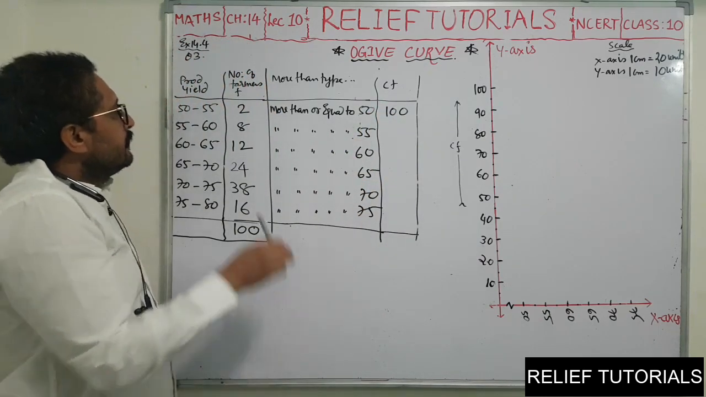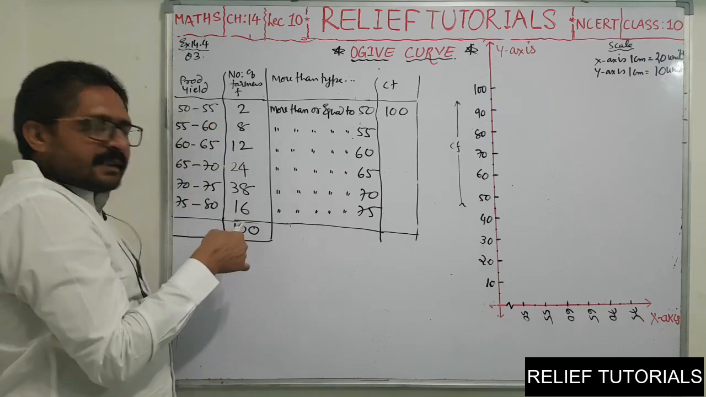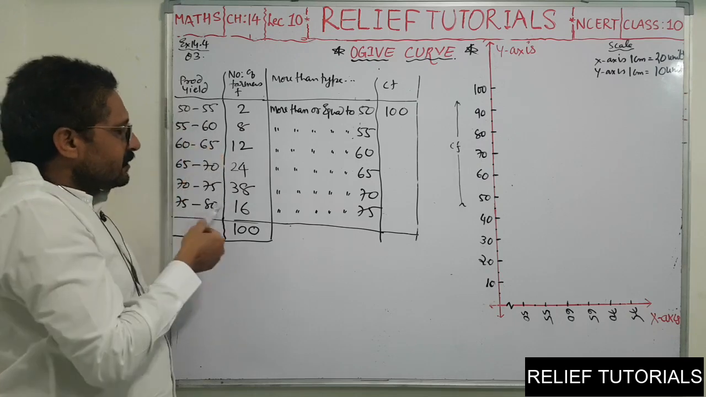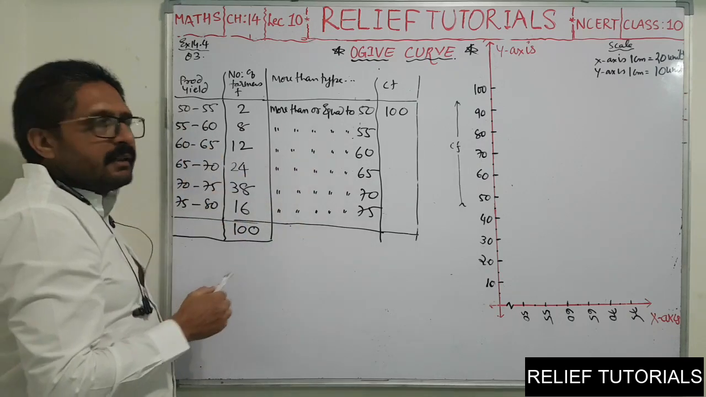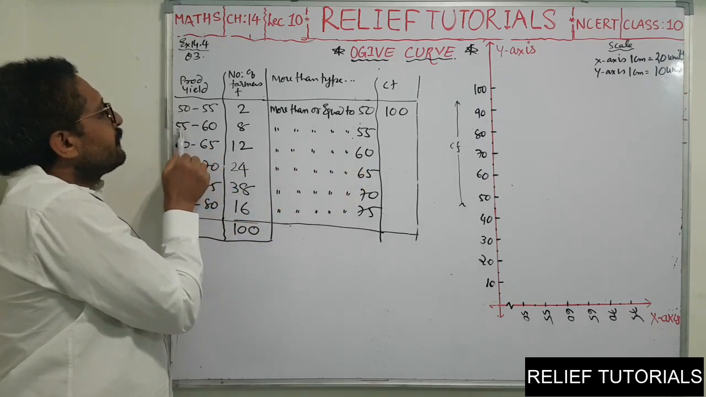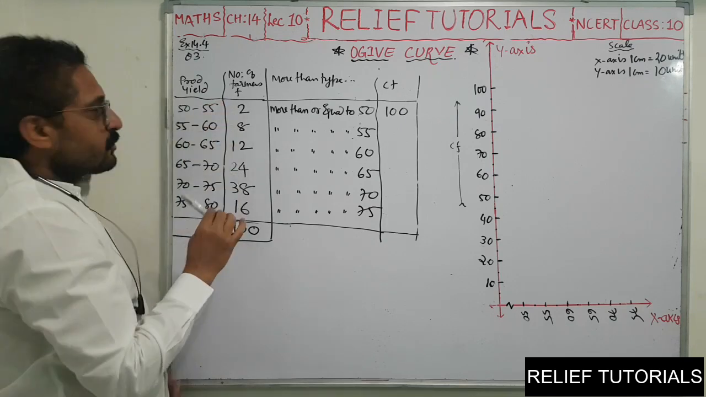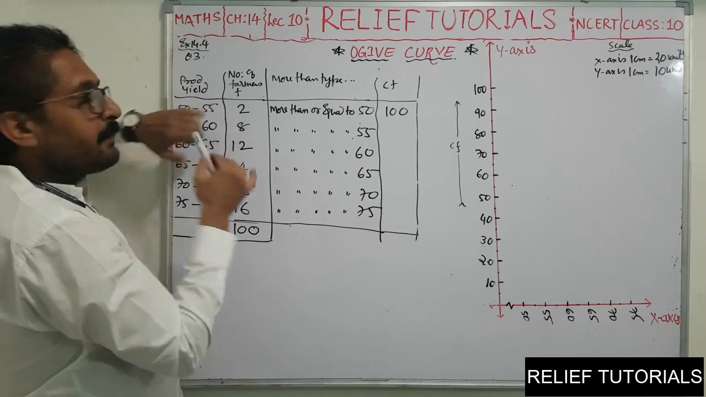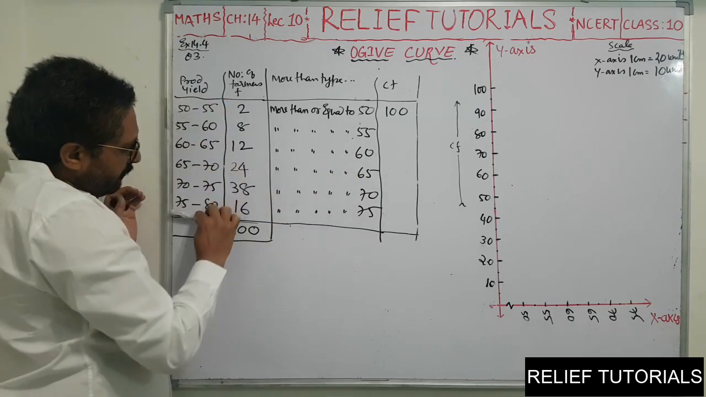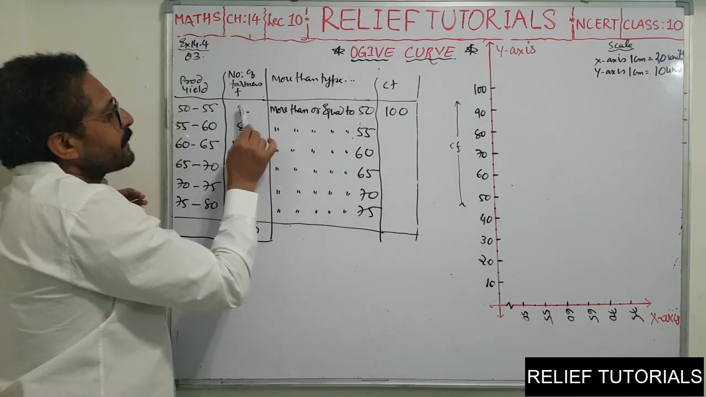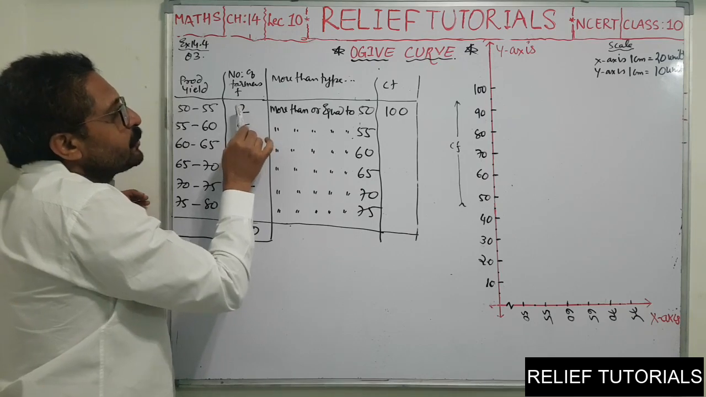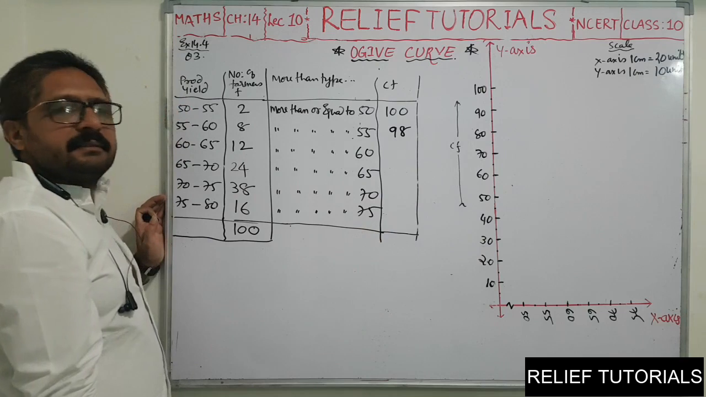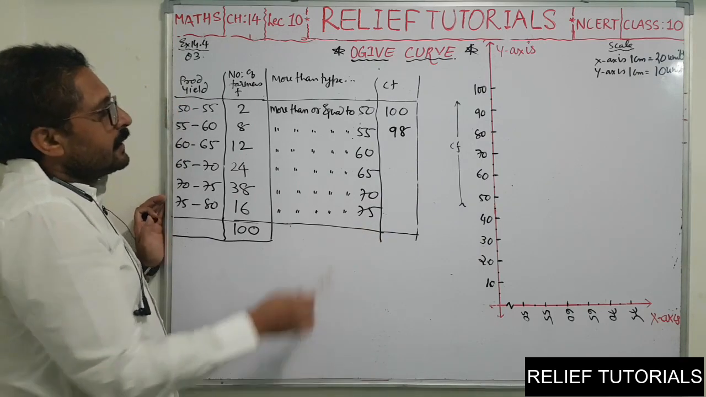Clear? So more than 50. All these are more than 50 only. All farms are producing more than 50 quintal. So the number of farms is 100. Now more than 55. Yes, see, more than 55. So except this, whose production is 50 to 55. Why? Because you want more than 55. So from this total, you will separate only 2. So 100 minus 2, you will get 98. Clear?